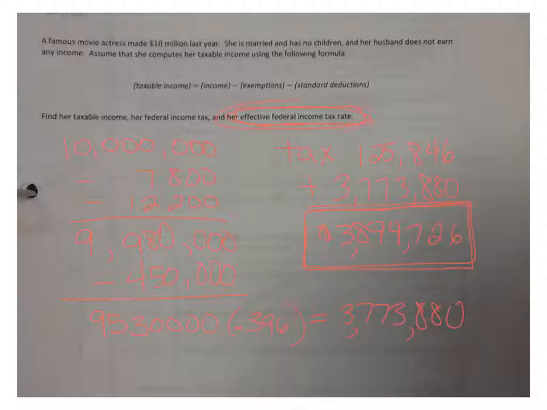Now, to find the effective federal income tax rate, we actually take the amount of taxes that she actually pays and divide by how much she actually makes. So $10 million. So how much did she pay? Divide by how much did she make? That equals 0.38997. I haven't rounded it yet. If I multiply that by 100, it's actually 39% in taxes. Okay, that is her effective federal income tax rate.